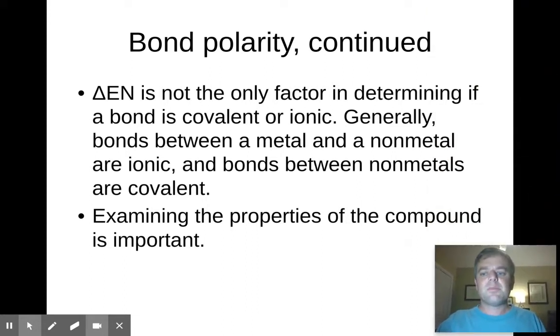Now, some other things to note. Differences in electronegativity are not the only factor in determining whether you're talking about a covalent bond or an ionic bond, because generally speaking, if a bond involves a metal, something on the left side of the staircase, and a non-metal on the right side, we consider it to be ionic. And if it's bonds just between nonmetals, we consider it to be covalent. So we'll have to actually examine the properties of the compound to see whether it better fits as an ionic or a covalent compound. And next week, we'll talk more about what those properties of ionic versus covalent compounds are.